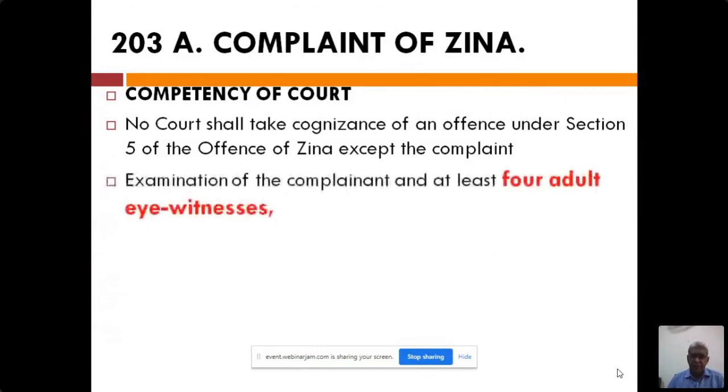And this complaint will be from a complainant, who apparently is clearly not the offender of zina or the offender of fornication, but another person. This complaint will be examined by the court, along with the statements of at least four adult eyewitnesses who would be said to be valid.